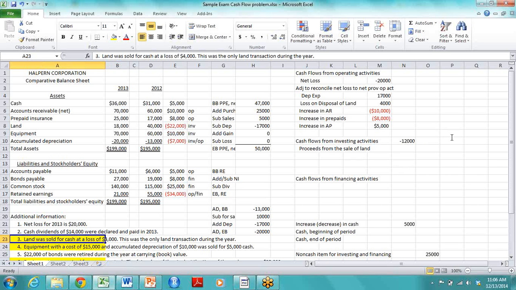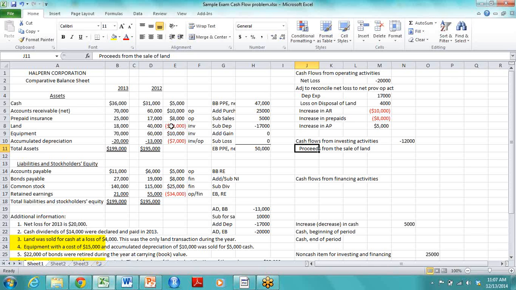Just to answer someone's question, do we need to include retained earnings? We need to include the net income as part of operating, which we've done already. And then the dividends portion is going to go in financing. So half of it's going to go in operating, and the other half's going to go in financing. So here we've already got the net income in there. So for the proceeds from the sale of land, we know that we sold land at a loss of $4,000.